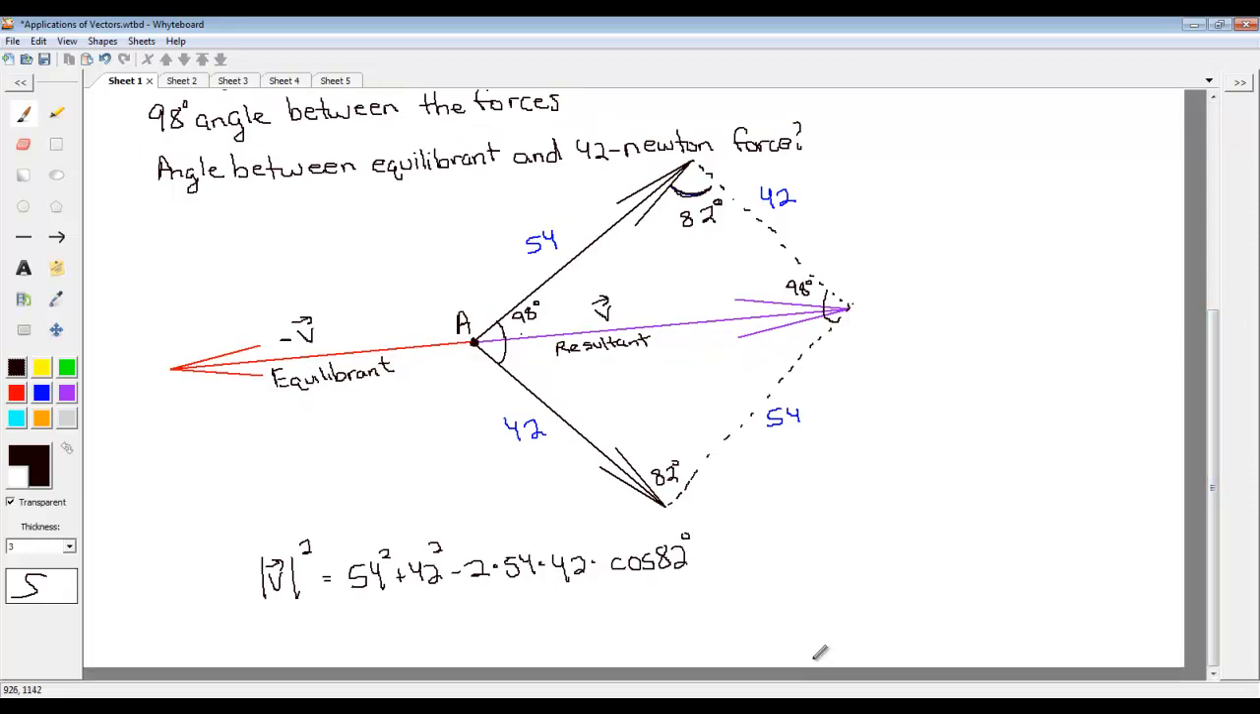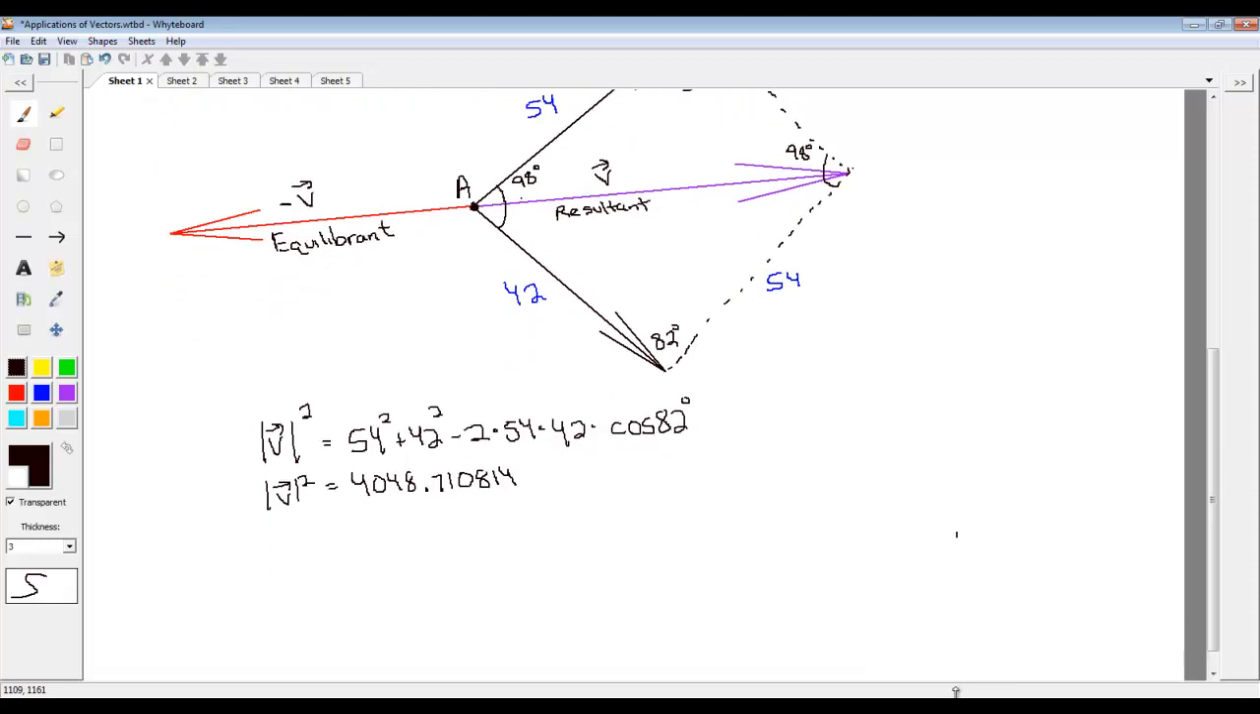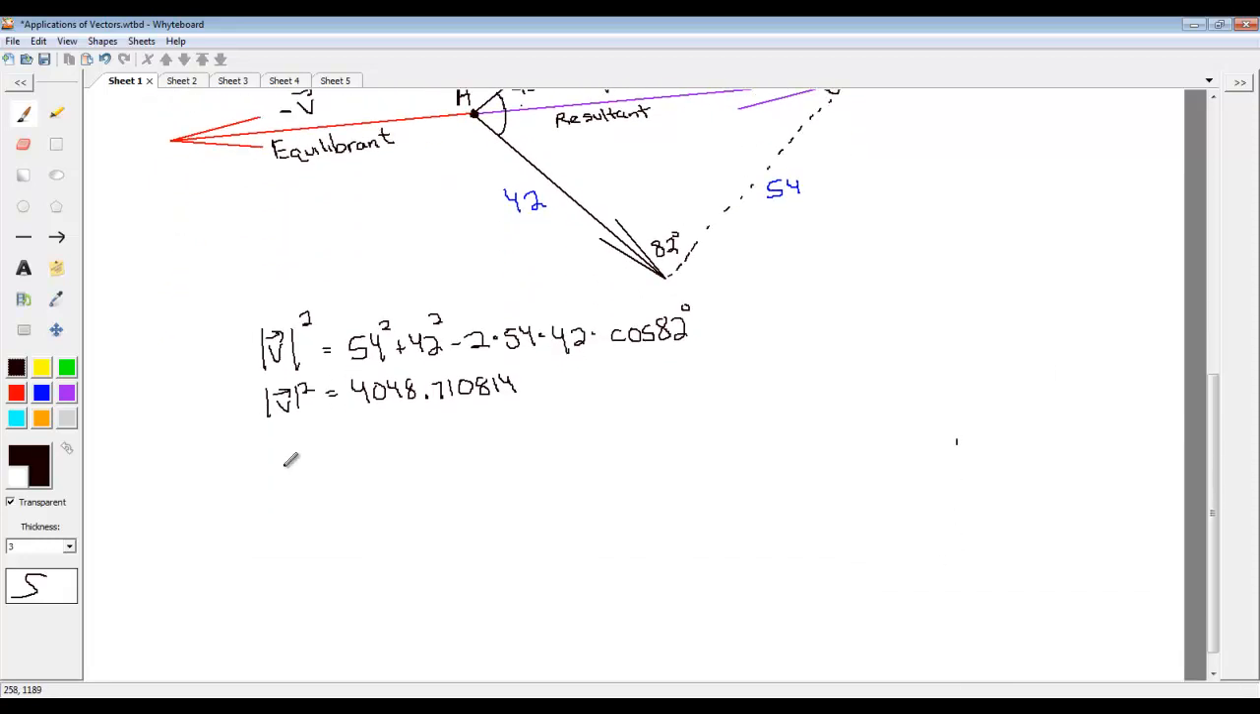Okay, so you're going to put all that in your calculator, and you're going to get that the magnitude squared equals 4,048.710814. And don't forget to make sure you're in degree mode, because our angles are in degrees. Then take the positive square root because we're dealing with length, and you're going to get 63.6294807. But you can go ahead and say that the magnitude is around 64 newtons.